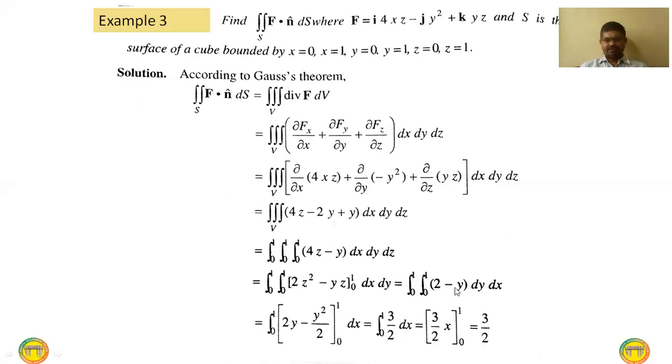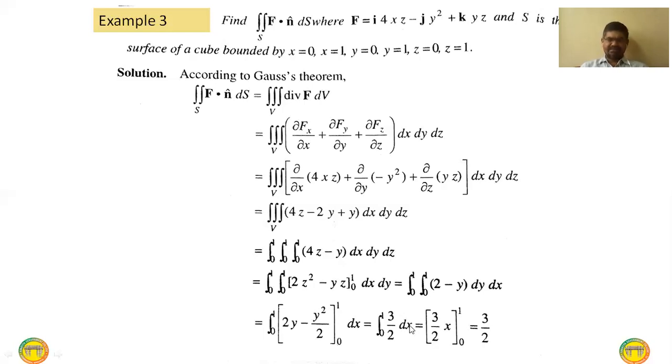Therefore, the remaining quantity is 2 minus y into dy dx. Here again we are doing the integration with respect to y. Therefore, 2 into dy integration is 2y, minus the integration of y dy, that is y square by 2. So the integral value of 2 minus y dy is 2y minus y square by 2. Again applying the limits 0 to 1: upper limit 2 into 1 is 2, minus 1 by 2. 2 minus 1 by 2 is 3 by 2.